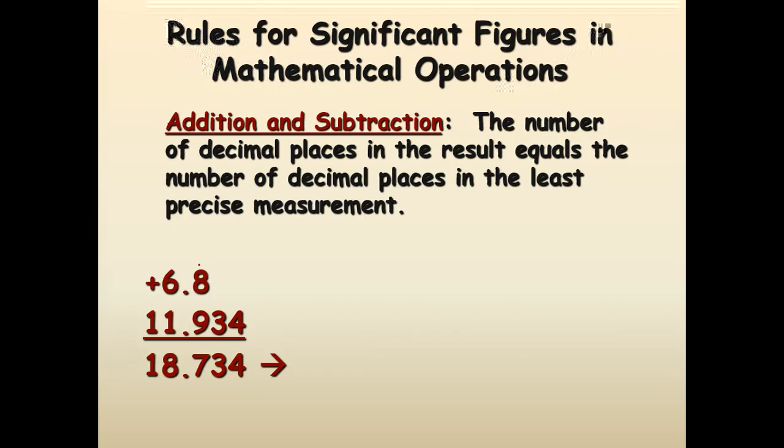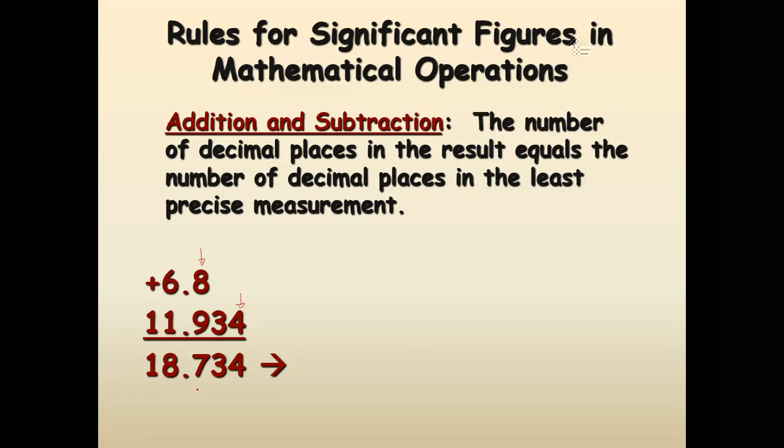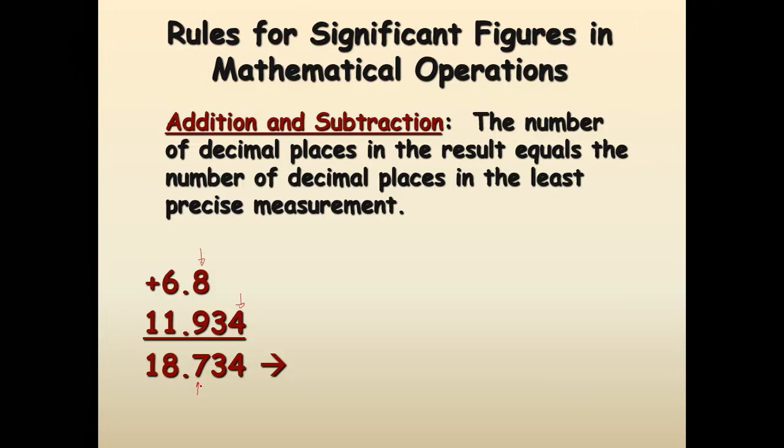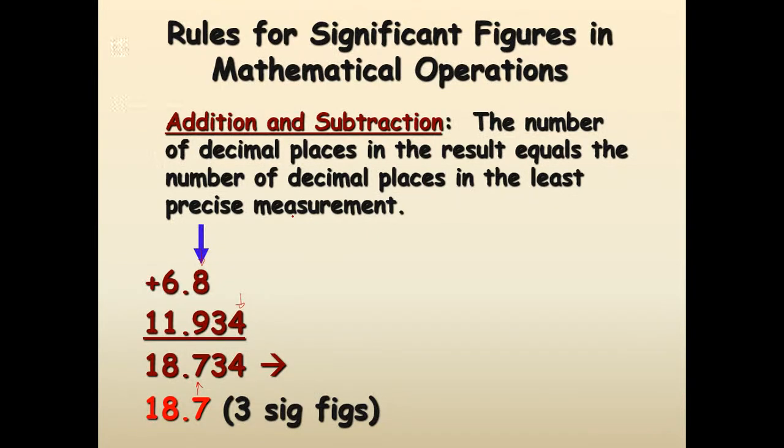Well, this goes to 1 digit past the decimal. This one goes 3 digits past the decimal. So I need to round this to the least number of decimal places, and that would be to where the 7 is, and that would be rounded to 18.7, and whatever the units are, that would have 3 sig figs. Notice it's not number of digits, because this 6.8 had only 2 sig figs, and this had 5, but my answer has 3.